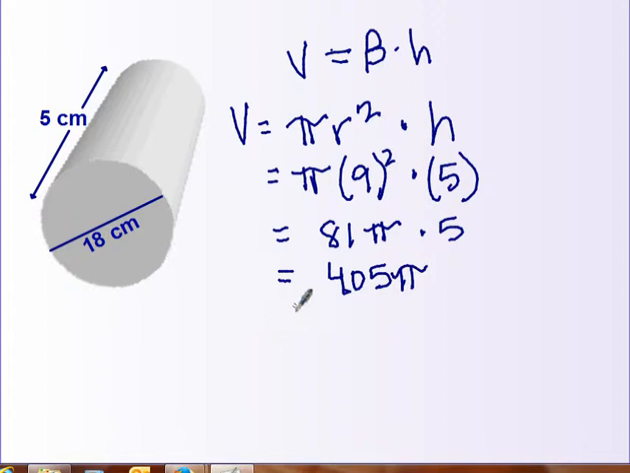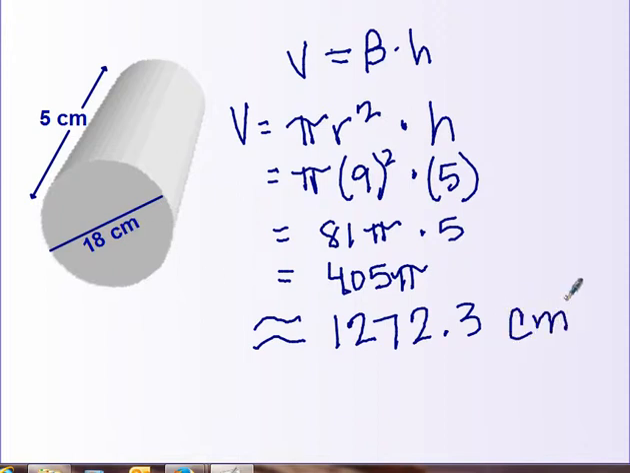Now today we're going to multiply by pi using the pi button on your calculator. We're not any longer going to use just 3.14 for pi. So when I multiply 405 times pi, rounding to the nearest tenth, I would get 1272.3. And since my units are in centimeters, my volume is going to be in cubic centimeters.